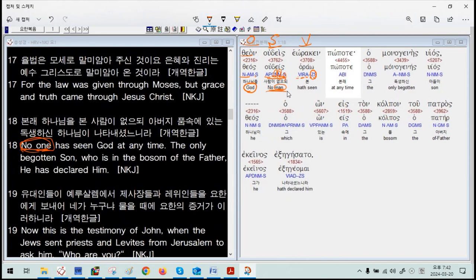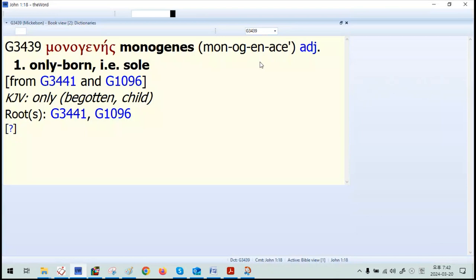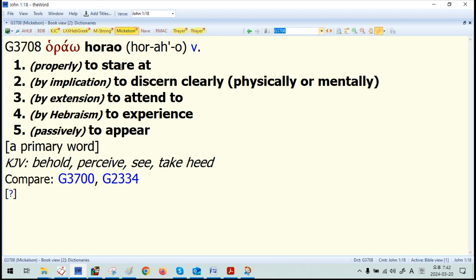And then heoraken, we have had a chance to study about the horao verb. The lemma is horao, when we studied 1 John chapter 1, verse 1. I do not translate it as "has seen," like English, and also New King James, "has seen." I translate this one "has stared." Let's go look at the dictionary. What is the concept of the horao verb, 3708? That's why I use stare, which is the proper translation.